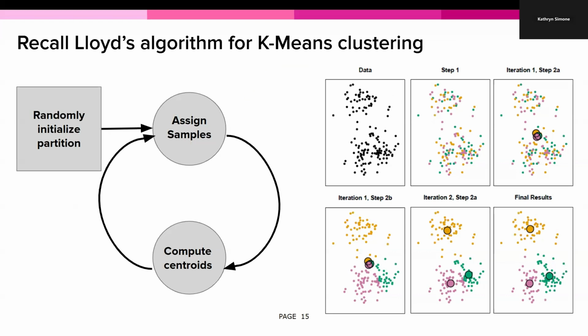And Lloyd's algorithm solved this by randomly initializing the partition, essentially assigning points to clusters at random just to get things started. But then from that starting point, the algorithm computed the centroids of the clusters based on the points assigned to each one. And then once the centroids were computed, the points were reassigned to the closest cluster based on the proximity to the new centroids.